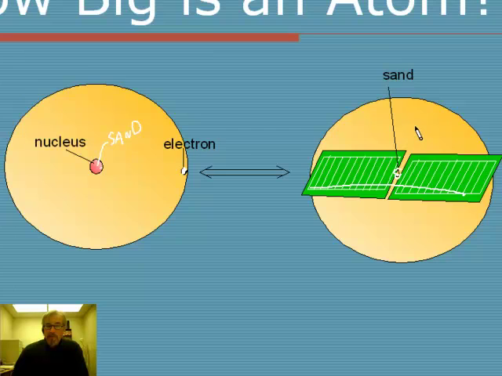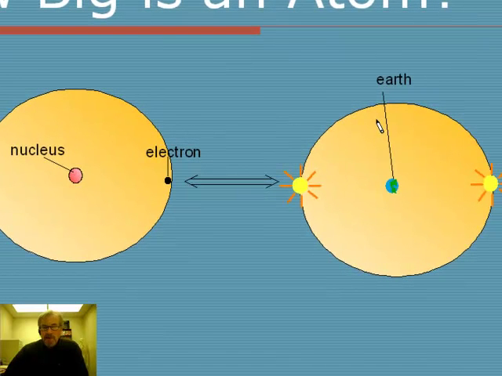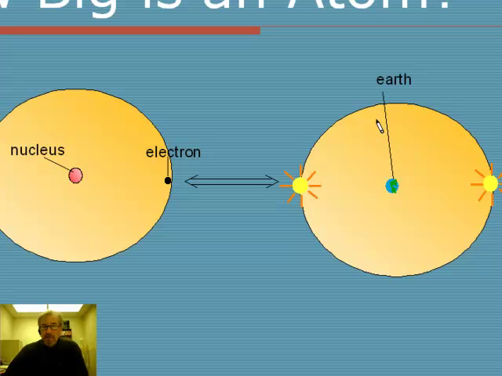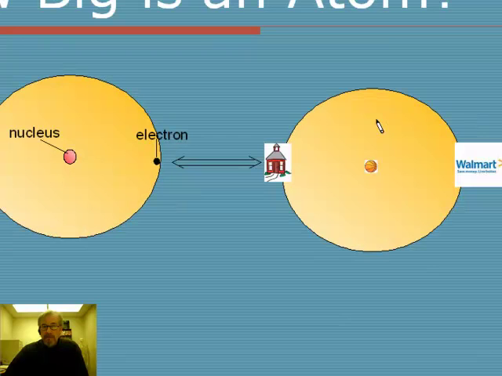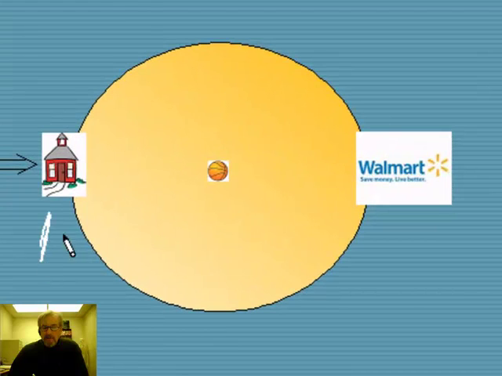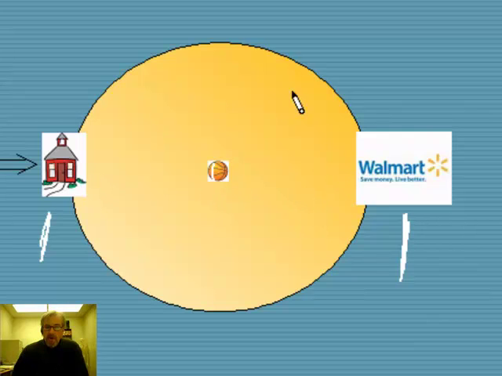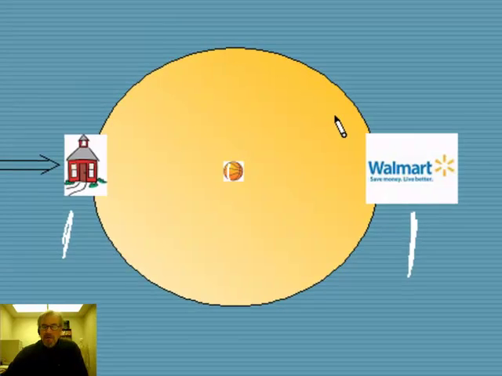Here's another analogy. If the nucleus was the size of the Earth, the nearest electron would be as far away as the Sun is from the Earth, 93 million miles. Here's another one. If the nucleus were the size of a basketball, the atom would be about 2 miles across. So imagine here's the high school, here's Walmart, right in the middle is an atom the size of a basketball. That's how big the atom is. That's the closest electron. All the rest of that's empty space. So that gives you an idea of the volume of an atom, and it's not very big.